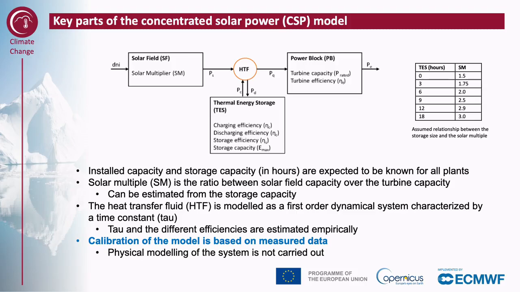In the model we have several parameters, out of which some are assumed to be given as inputs for every model CSP plant, like the installed capacity and the storage capacity. There are also some parameters like the solar multiple, which can be estimated from the storage size. Basically, a larger storage implies a larger solar multiple, so that we have enough production to put something in the energy storage.